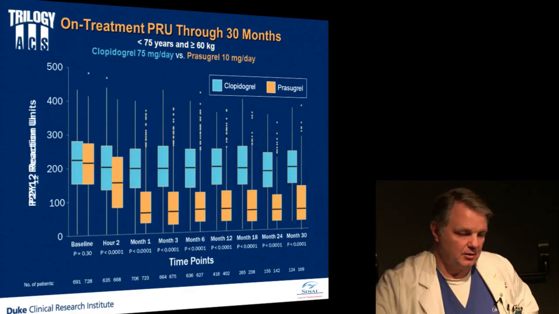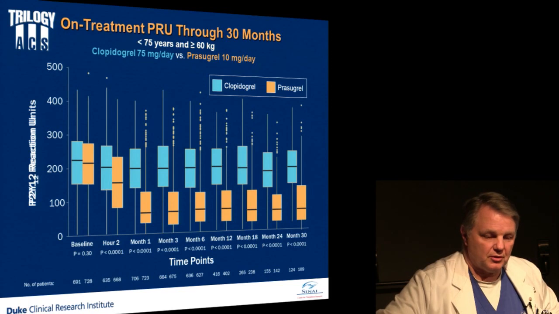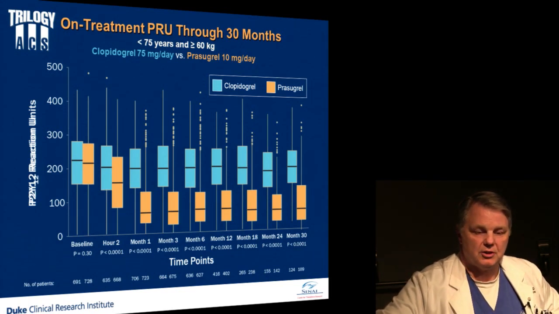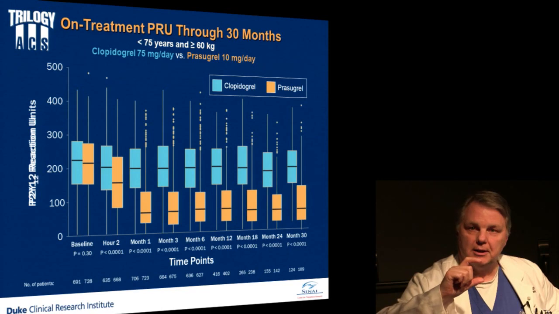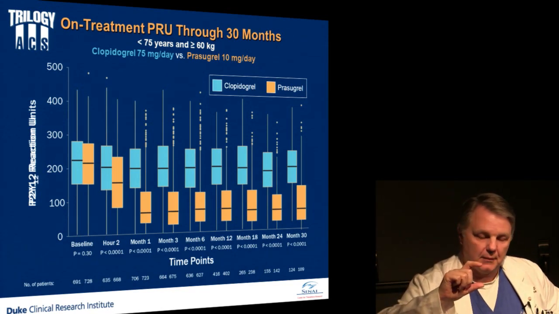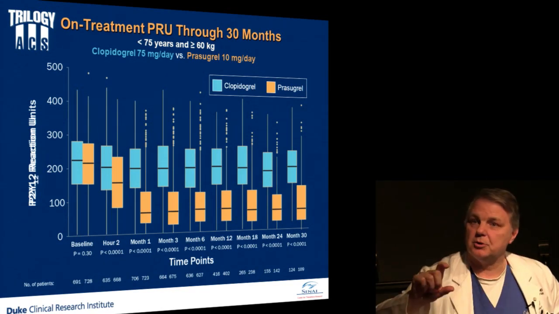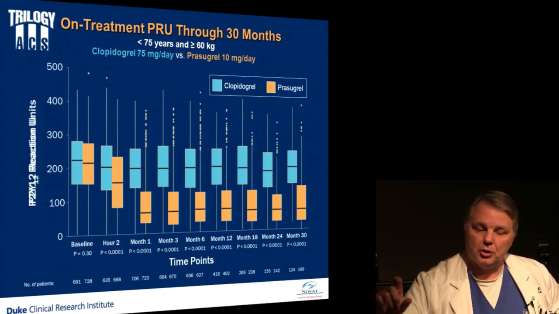You may have seen this data. This is actually from Paul Goebel's presentation at the American Heart Association. This looks at the PRU value in 2,400 patients out of the total trial from baseline. And remember, the blues are the clopidogrel patients. They don't change because, remember, the vast majority were on clopidogrel.